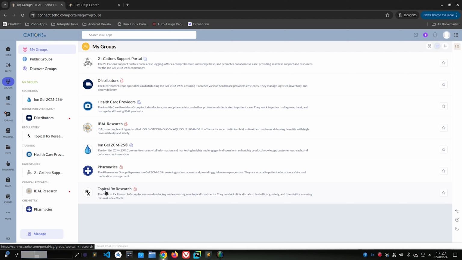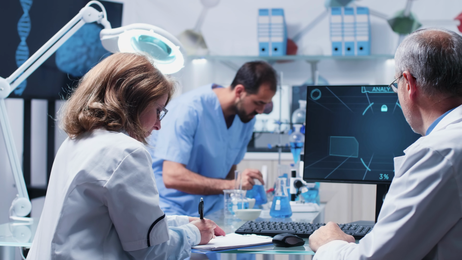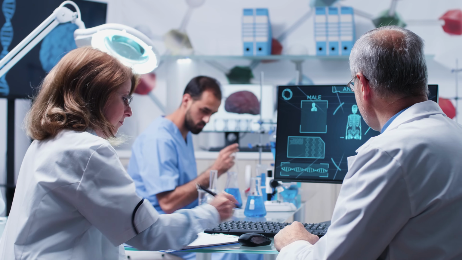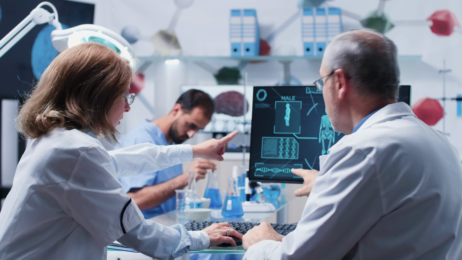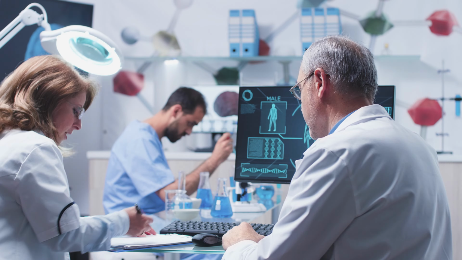Finally, the last group is topical RX research, focused on the development and evaluation of new topical treatments with clinical trials to ensure efficacy, safety, and tolerability.